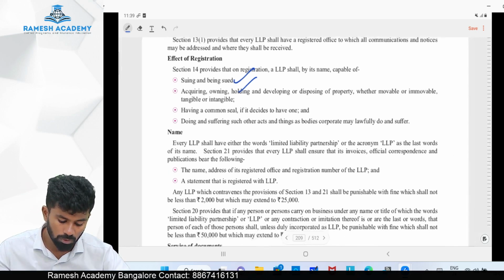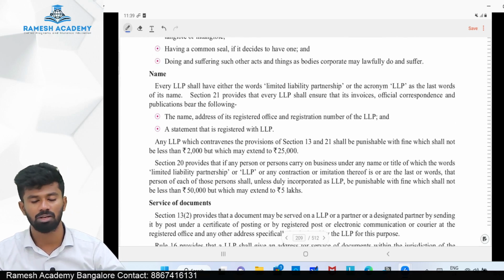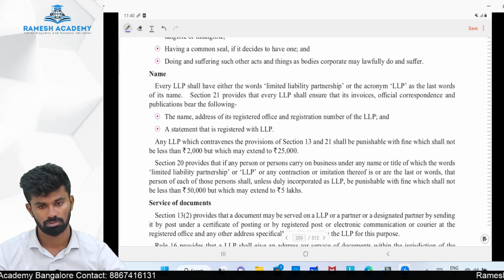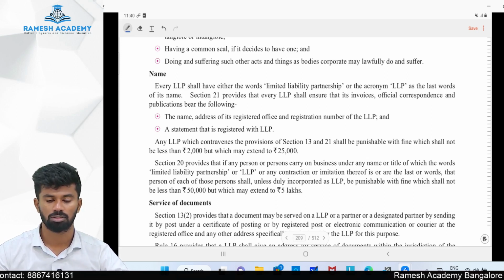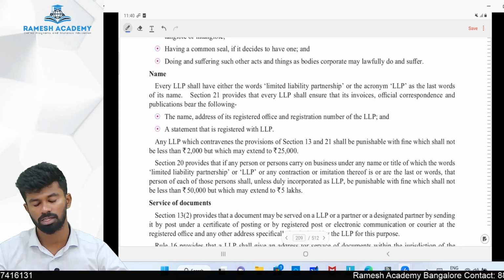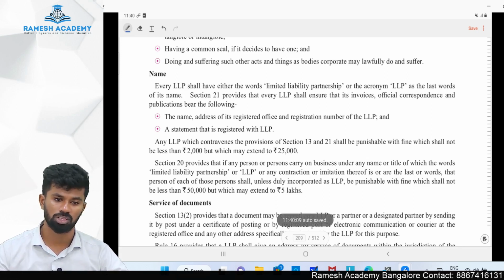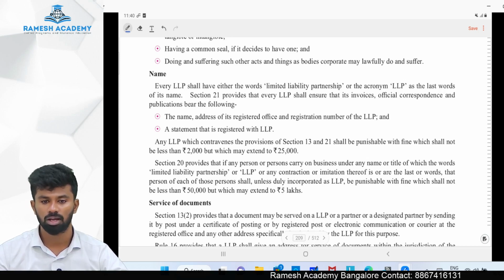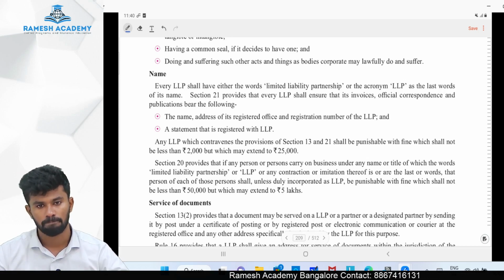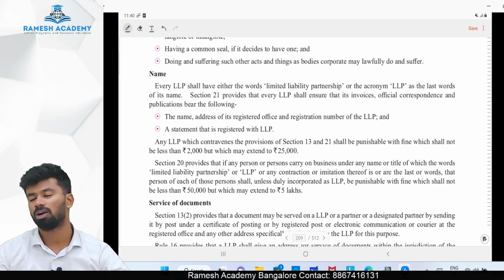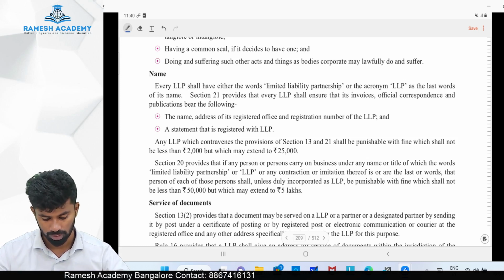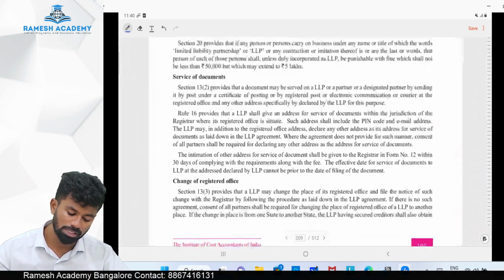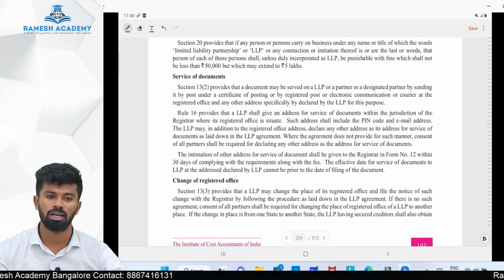Okay, tell me, for how many days will the ROC reserve the name? For how many days is the name reserved? 60 days. Very good, Siddharth. 60 days. What is the form you will use for reservation of name? RUN form. Reserve unique name. Done? Yes. And the name shall always end with the words limited liability partnership, or the acronym LLP. That should be part of your name. Okay? Yes. Service of documents. Tell me, if you want to send any documents to the LLP, where will you send them?